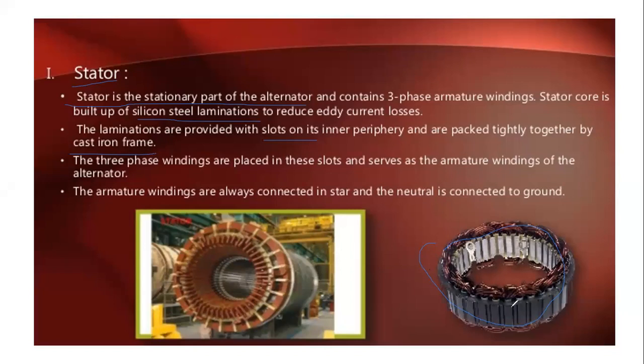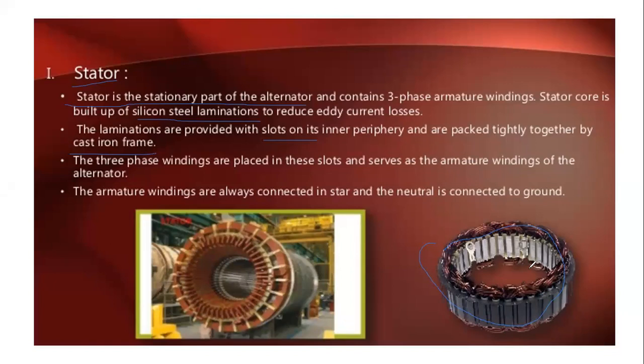The stator core is built up of silicon steel laminations. Why? Because it reduces the eddy current losses. The laminations are provided with slots on the inner periphery and are packed tightly together by the cast iron frame.